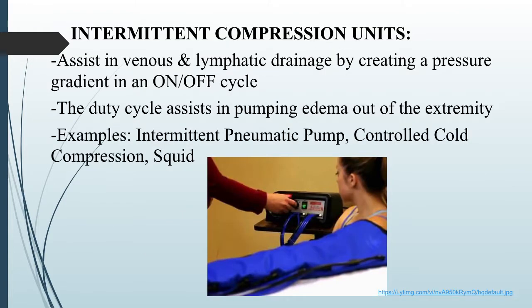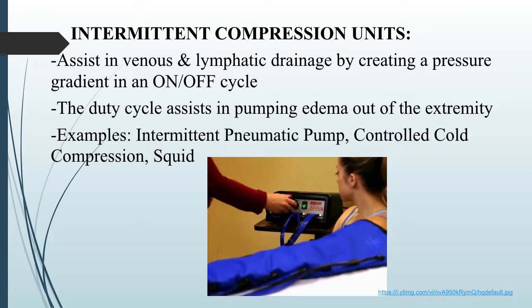Intermittent compression units consist of a nylon appliance designed to fit the body part, for example, the arm as pictured in the image shown here, and is connected to the unit through a series of hoses. The compression is then formed by the flow of air or cold water into the appliance.